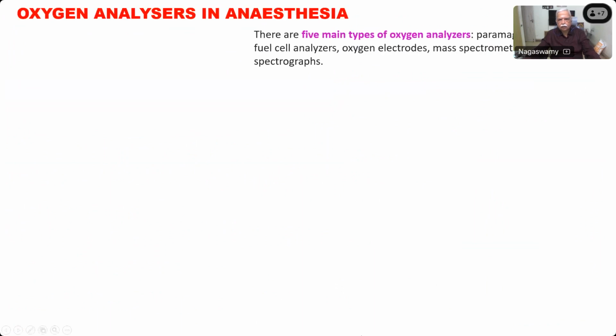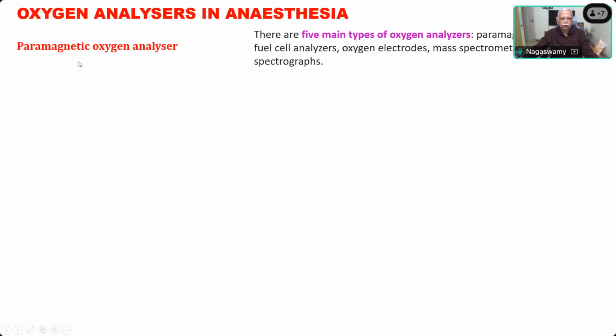So oxygen analyzers, for our purpose, there are five main types: paramagnetic analyzers, fuel cell, oxygen electrodes, and this is one of the important things which is expected in your answer: Clark electrode, mass spectrometry, and Raman spectrometer.